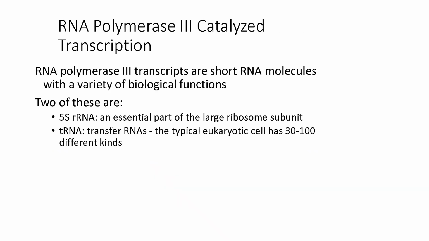RNA polymerase III synthesizes short, structured RNA molecules vital to the cell's function. Two key products are 5S rRNA, a component of the large ribosomal subunit, and tRNAs, which carry amino acids during translation. A single eukaryotic cell can have 30 to 100 different types of tRNAs, emphasizing the complexity and importance of Pol III activity in supporting protein synthesis.